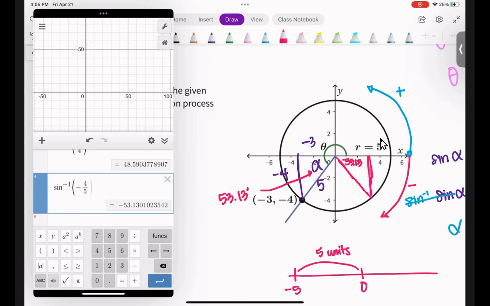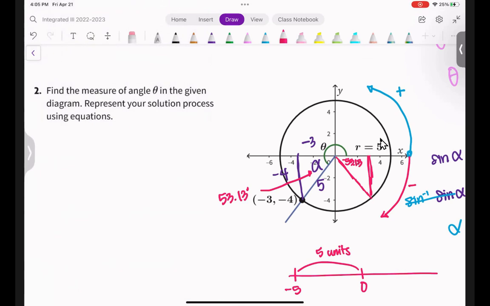If you want to switch that over to radians, that's fine. But right now I'm just going to leave it in degrees. So then the question still is, Ms. Johnson, hey, they asked us for theta. Theta is that whole green angle. How would I find that? So you tell me, how would I use 53.13 to find that? Very good. So you would just basically add 180 to 53.13.